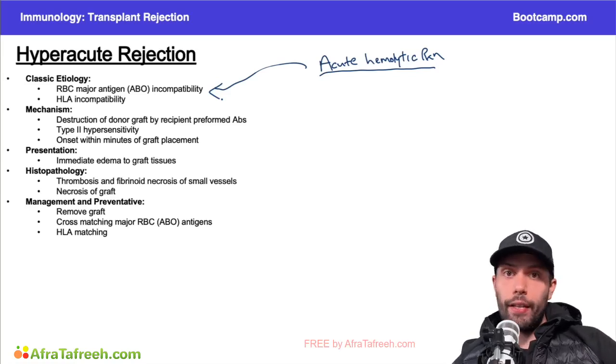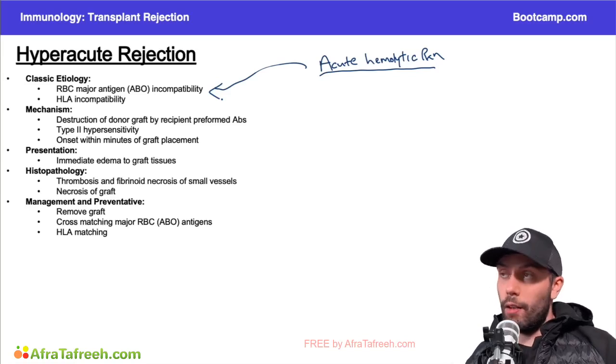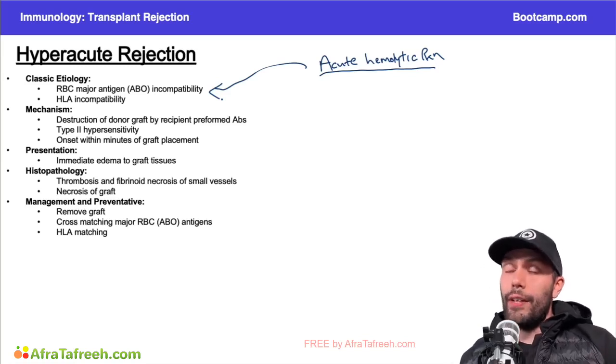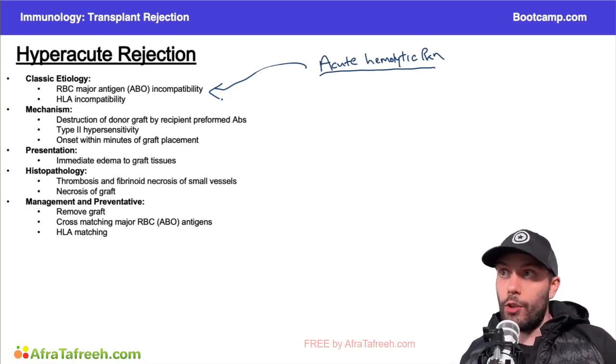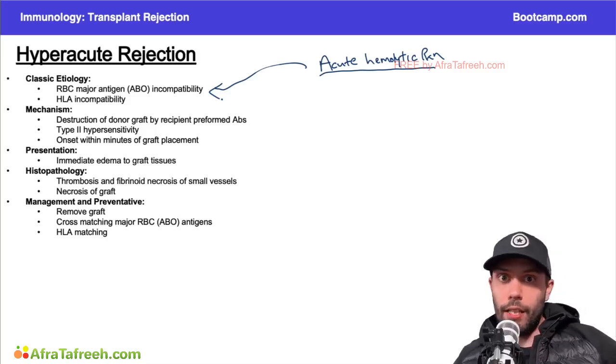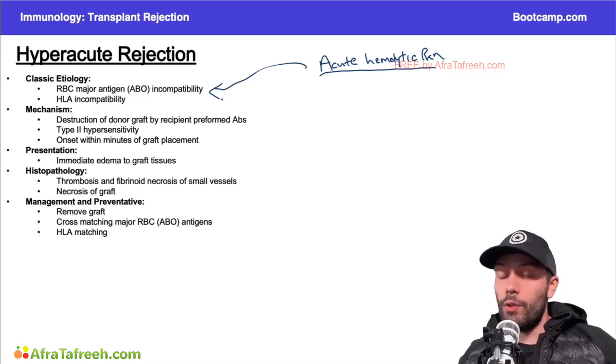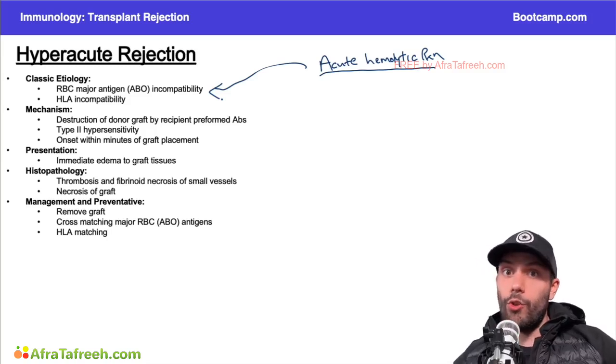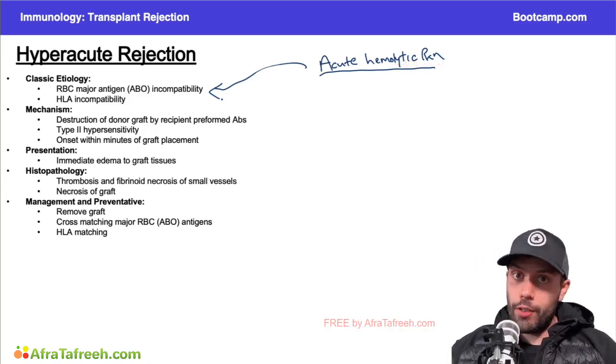And you can go back and check that video out. We go into that in great detail. But that was the concept of an acute hemolytic reaction. Now, there's acute hemolytic reactions. There's delayed hemolytic reactions, right? But there's also acute transplant rejection. There's chronic transplant rejection. There's hyperacute transplant rejection.